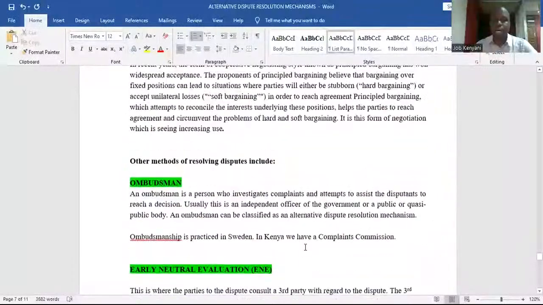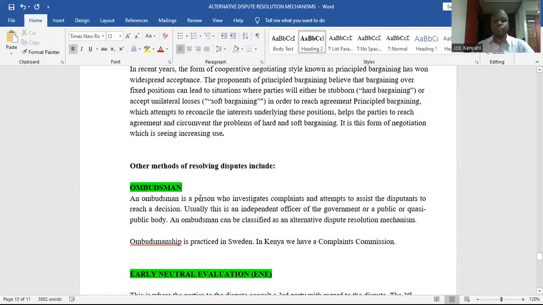For example, an ombudsman. An ombudsman is a person who investigates complaints and attempts to assist the disputants to reach a decision. Usually, this is an independent officer of the government or a public or quasi-public body. An ombudsman can be classified as an ADR mechanism. So it is simply a person who's been appointed to carry out investigations and, of course, assist the persons under the dispute to resolve it.